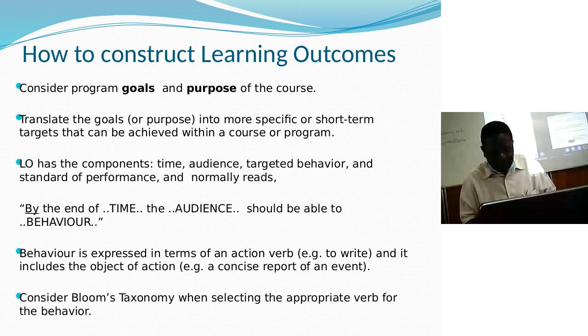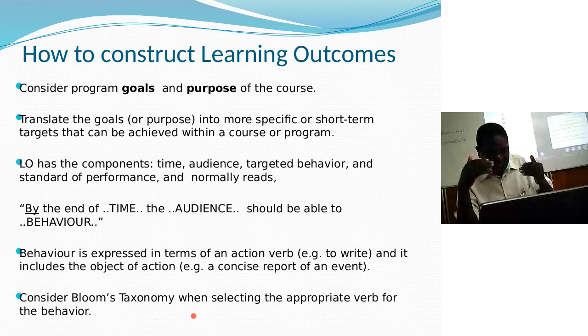How to construct learning outcomes. There is a very important procedure that you need to follow when constructing learning outcomes. The first step is to consider the program goal. I said the goal is the overall. So you consider the goal, and then consider also the purpose of a course. Then translate the goals or purpose into more specific short-term targets that can be achieved within a lecture session, a course, or a program. What I referred to earlier as breaking down the program goal into manageable, implementable units.